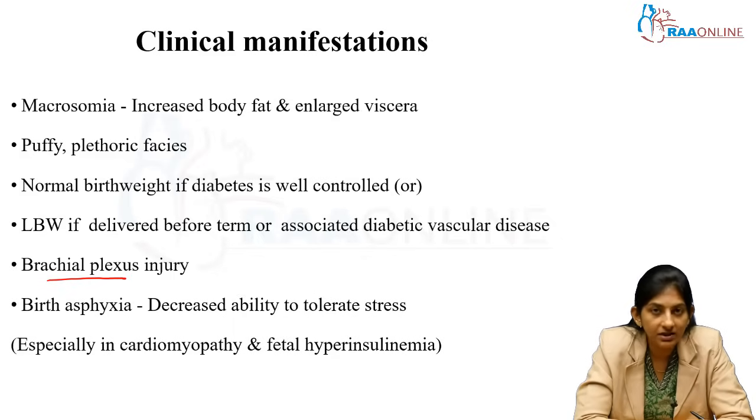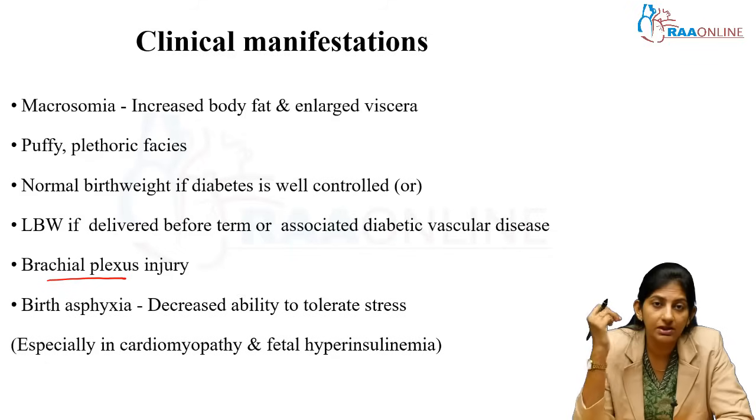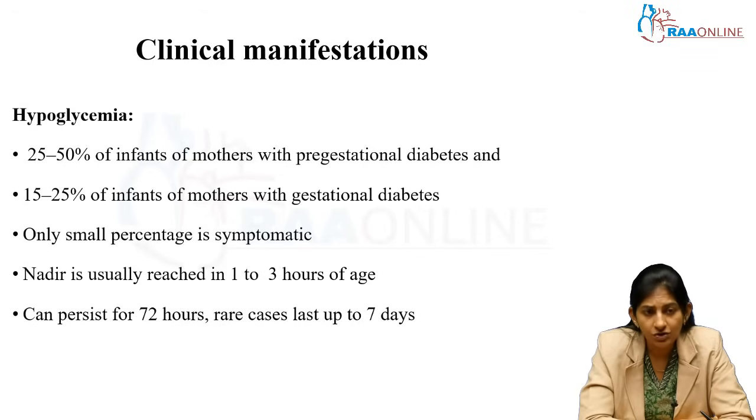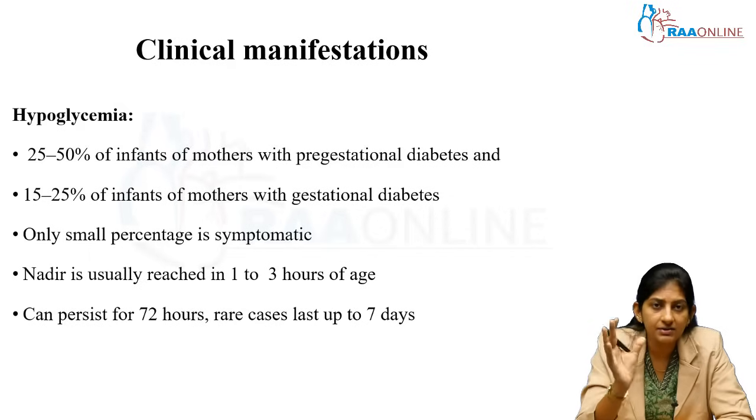So keep examining the baby, look for any injuries. Sometimes even facial palsies can be there, brachial plexus injury, clavicle fractures can be possible. So thorough examination is very, very important. And the first thing we are worried about is hypoglycemia, and the incidence of hypoglycemia varies quite a bit.